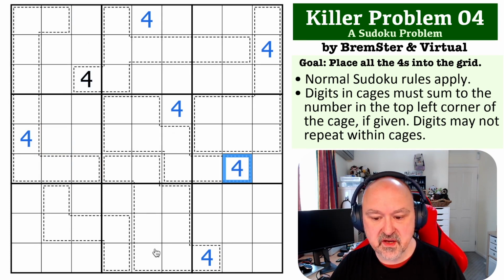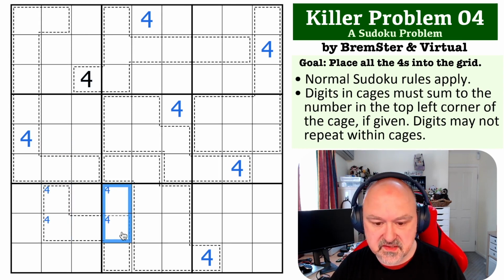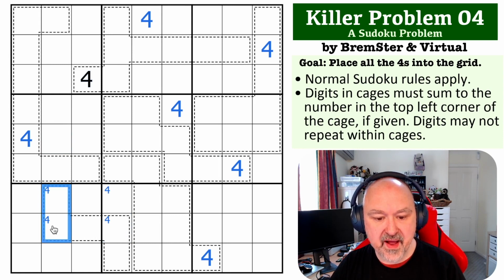seven of the fours. The last fours have to be put into those two cells or those two cells, but if we were to put a four here, that would knock a four out of both of those, because then there would be nowhere to put a four in this cage into this box without repeating a four in the cage.